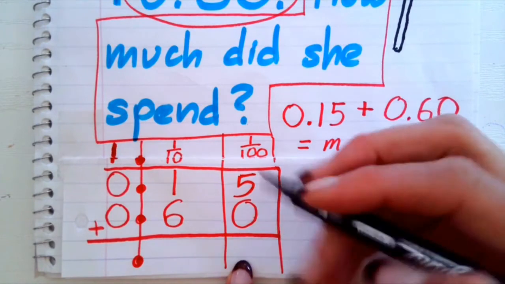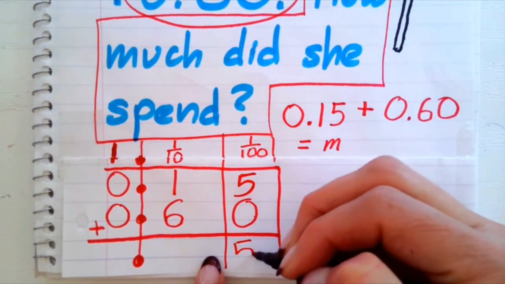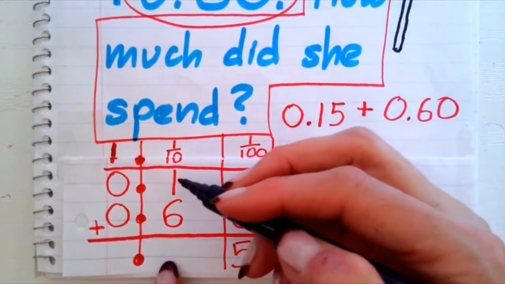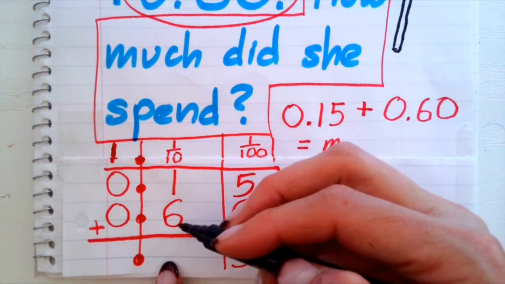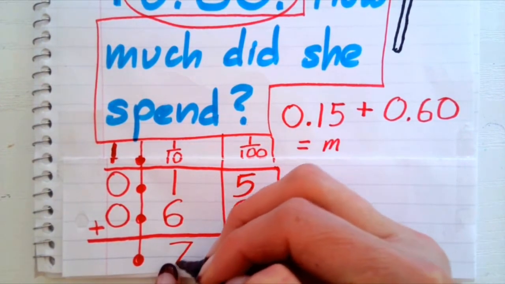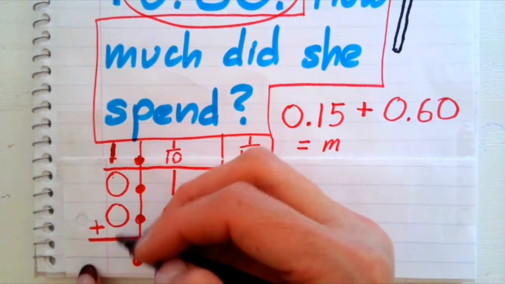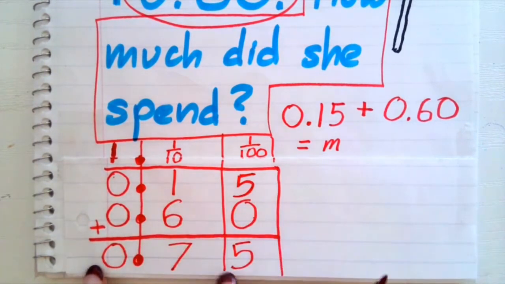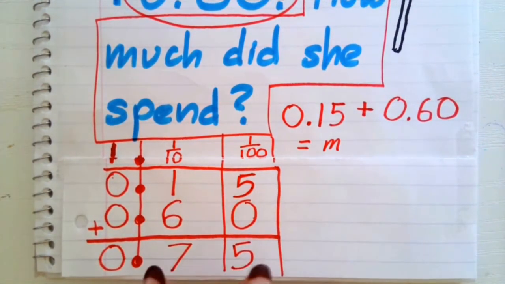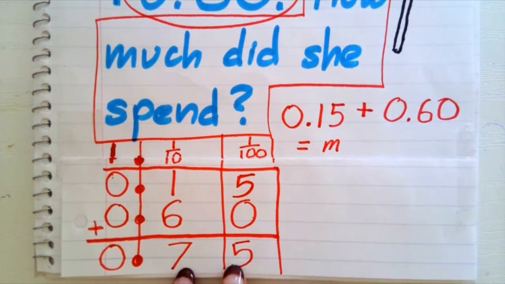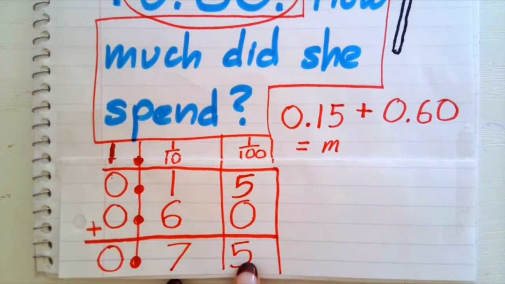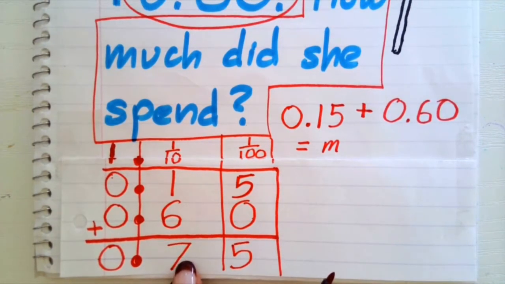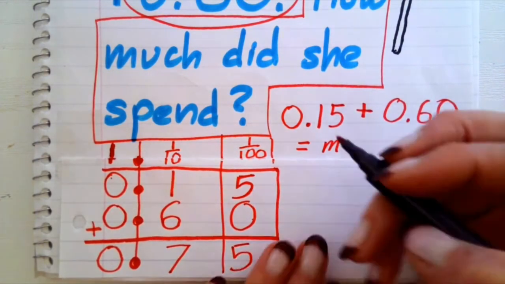5 hundredths plus 0 hundredths are 5 hundredths. 1/10 plus 6/10 are 7 tenths. And 0 plus 0 means 0 ones. How many hundredths is in the answer? Right, 75 hundredths or 7 tenths and 5 hundredths, the same thing we saw in our model.